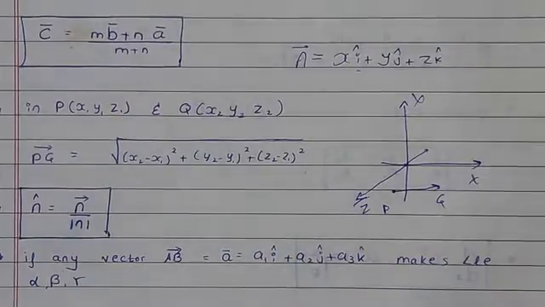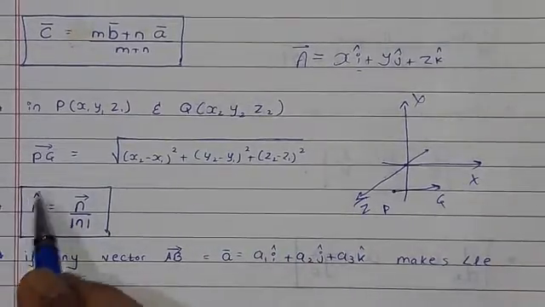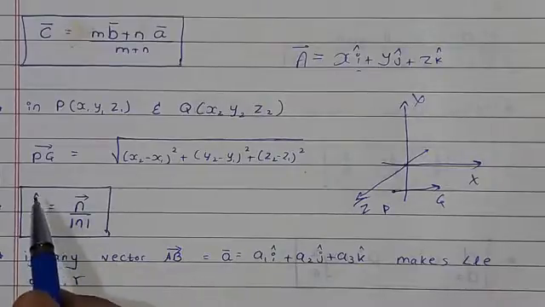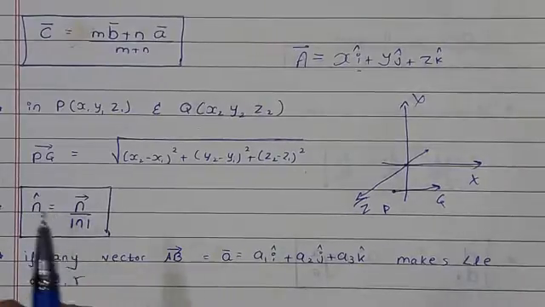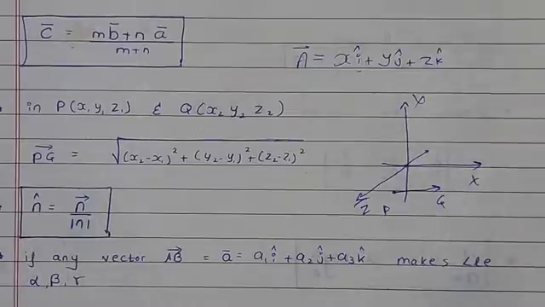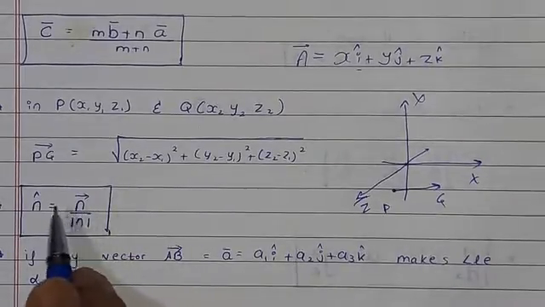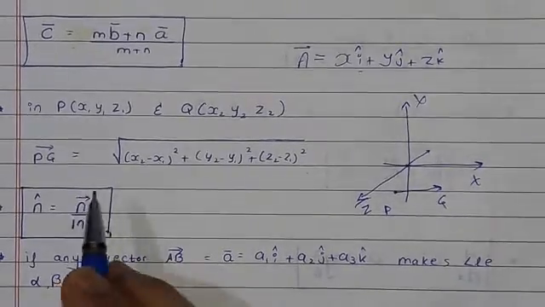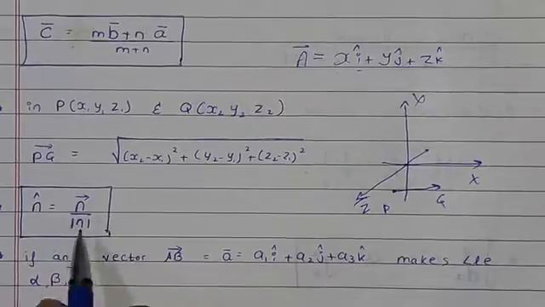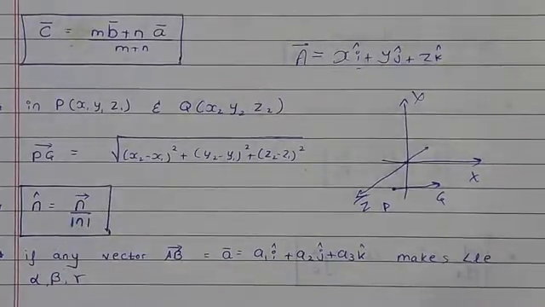Alright. Now, any vector's unit vector, where the cap denotes the unit vector, just has a direction and has magnitude 1. To make any vector's unit vector, just take that vector x i cap plus y j cap plus z k cap upon its magnitude. You will get the unit vector.